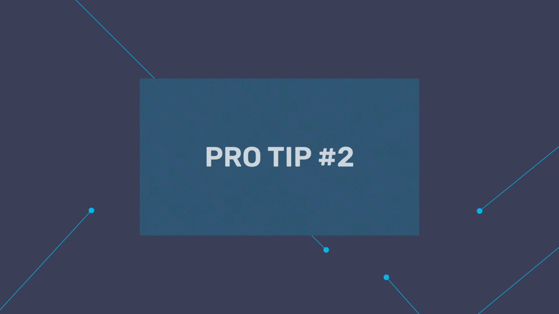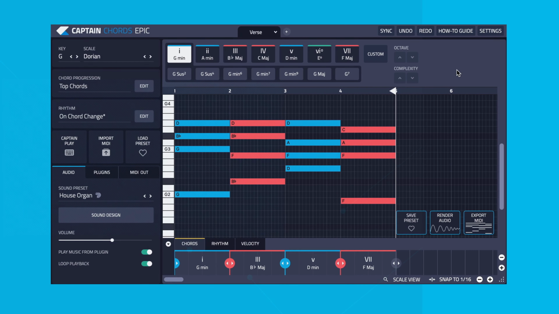Pro tip number 2. One awesome feature of Captain Chords Epic, which may not appear obvious, is the ability to split rhythm segments and apply different rhythm presets to various parts of the chord progression. Doing this adds variation and therefore interest to your music.